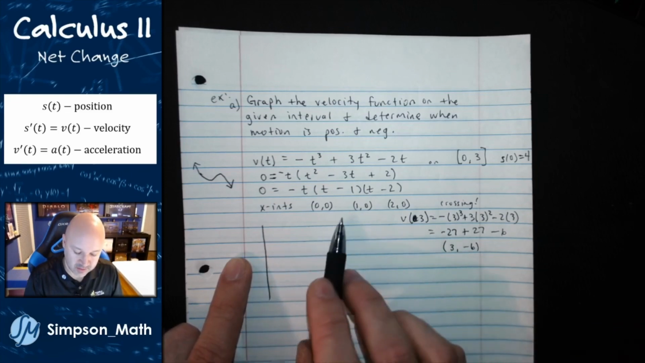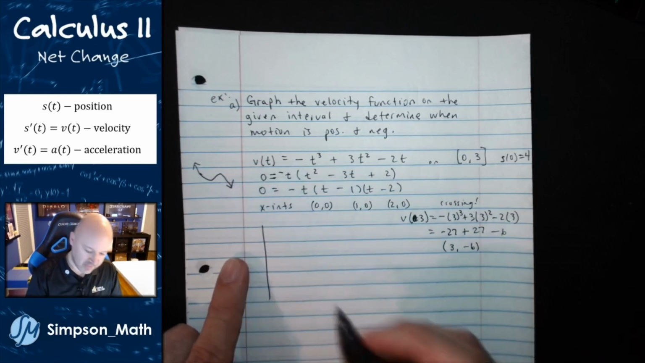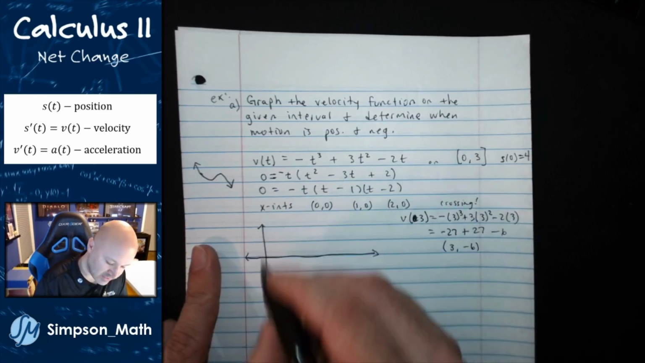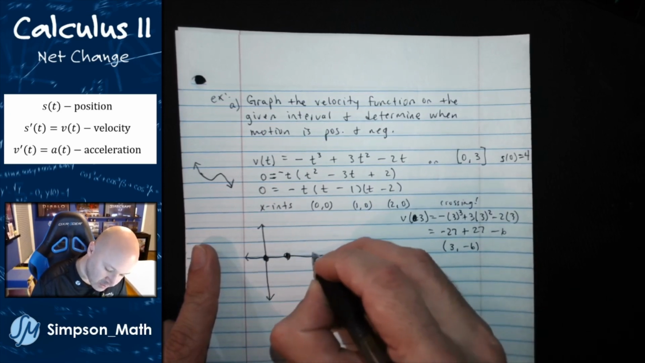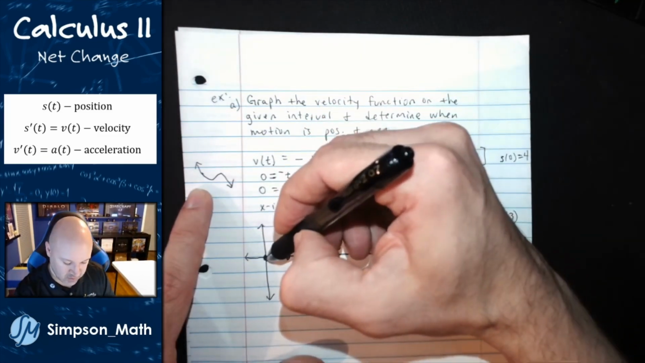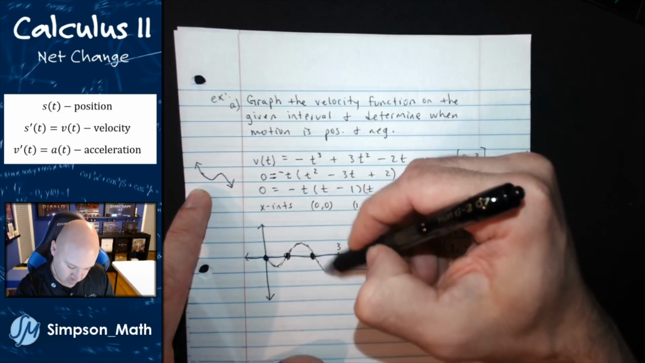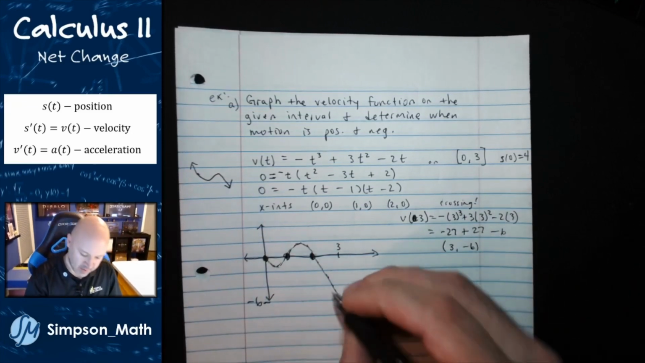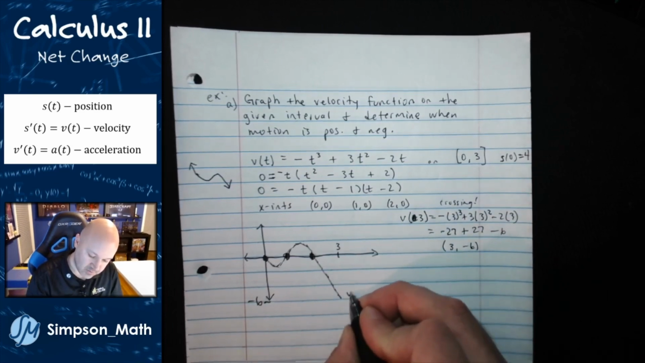I'm not sure how high it goes. I could plug in a 1.5 maybe, but I think I got the idea. I know what's going on. I just need to know when is this thing positive and when is this thing negative. I can tell it's 0, 0, 1, 0, 2, 0, and then here's 3. I will be doing something like this. It stops when t is 3. This is v of t.